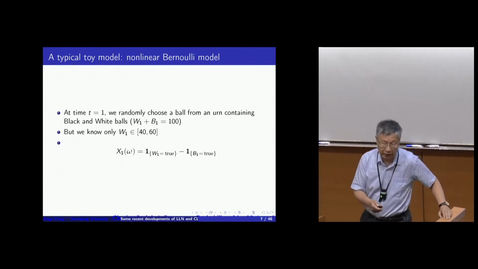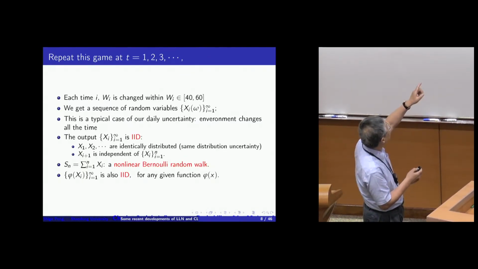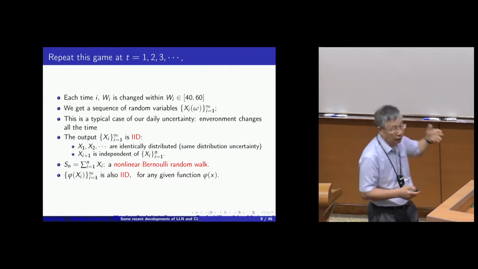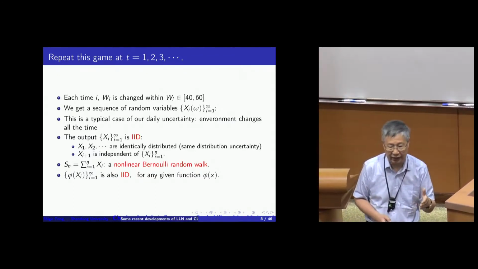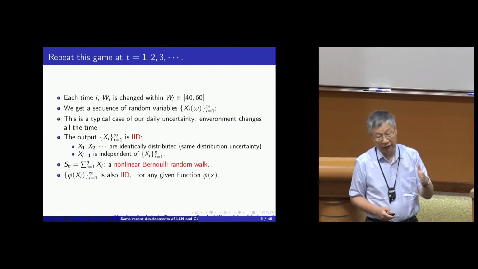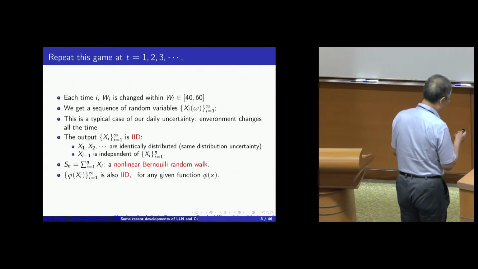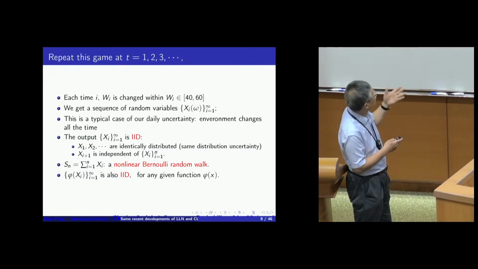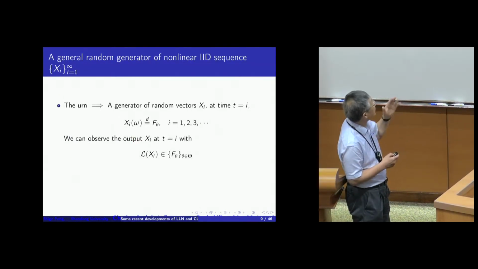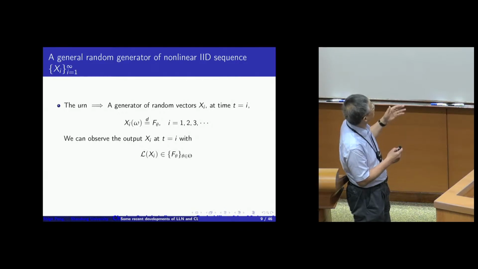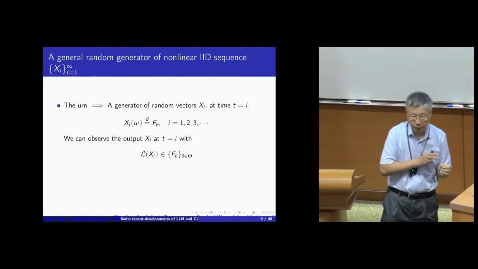This IID is what we call nonlinear Bernoulli. If you just fix this, say I know there are 40 black balls, then it becomes Bernoulli. This is what we call nonlinear Bernoulli, which is IID. In general, the situation is that I don't know this; I have a machine which can produce it.